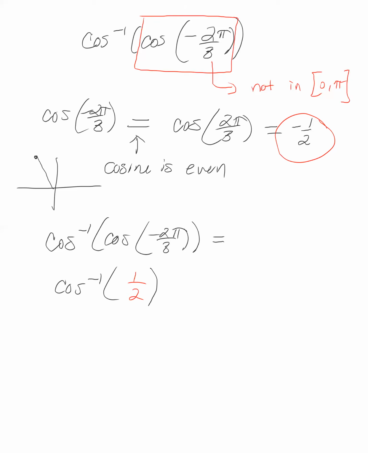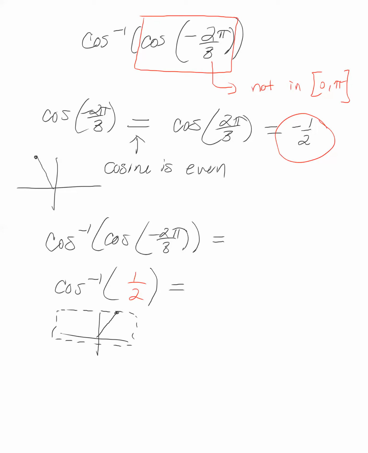Now to finish up, I can look on my unit circle and find some angle in the range of cosine inverse, which I know is in the first and second quadrants, from 0 to pi. I'm going to find some angle for which the x value is 1/2. It's going to be in the first quadrant, right here.